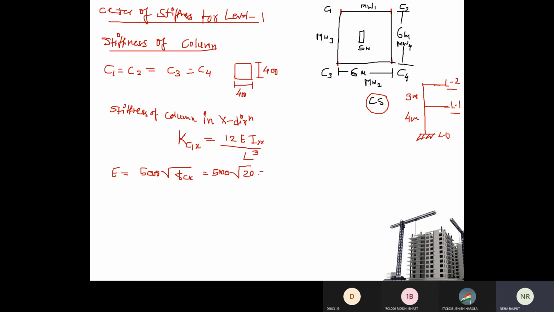I need a quick answer from you. 5000 under root 20. 2236 point 0.67. Unit: Newton per mm square.